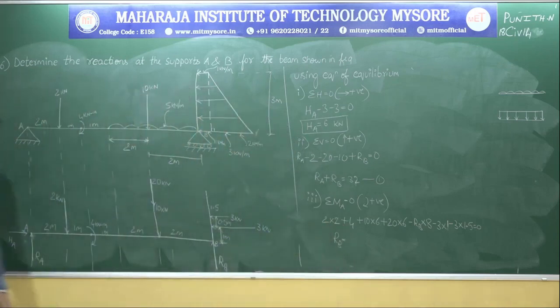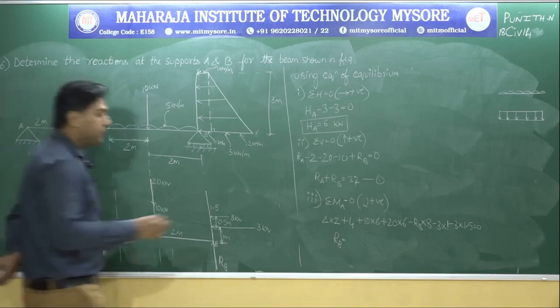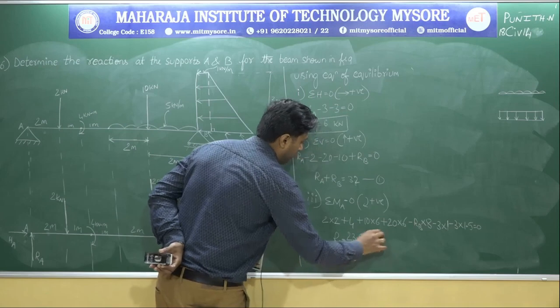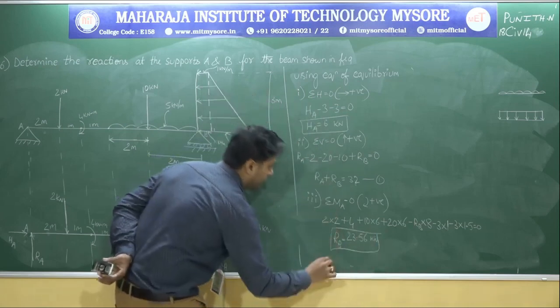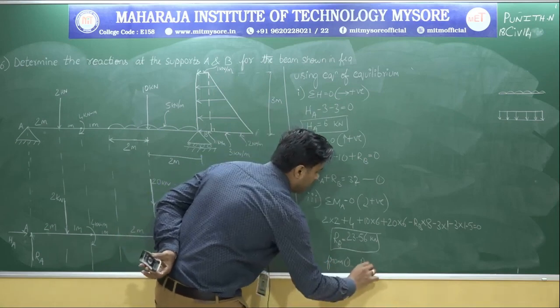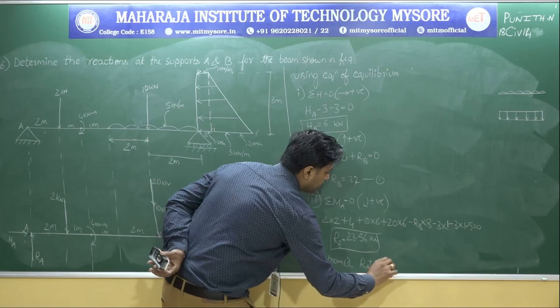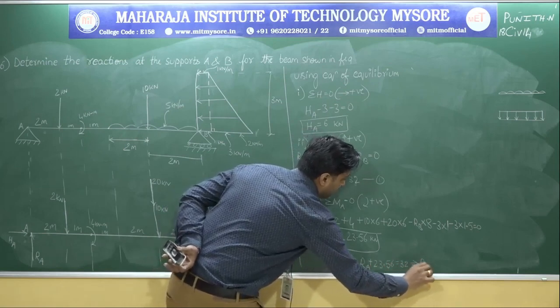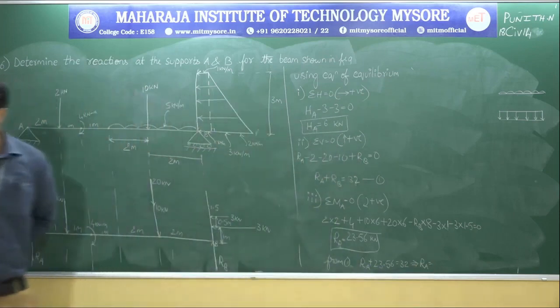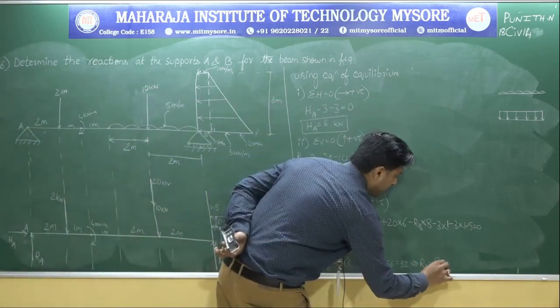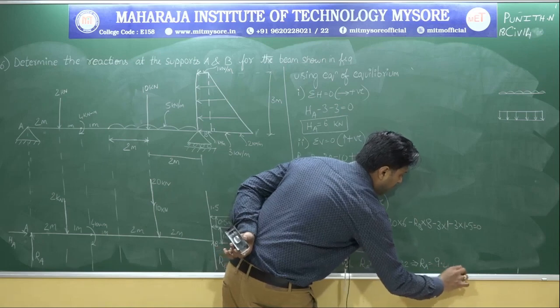So what will be the value of RB? The value of RB is 23.56 kilonewton. So from 1, substitute it. RA only I need to calculate. RB value is 23.56, equal to 32. So what is the value of RA then? The value of RA will be 9.44 kilonewton.